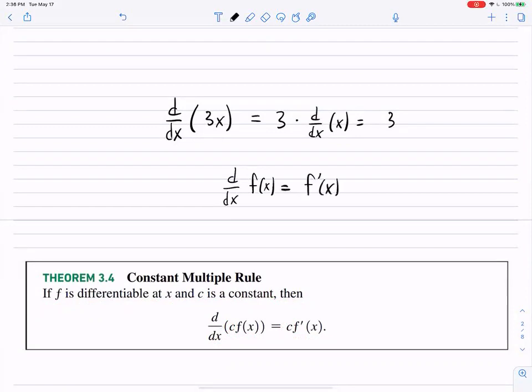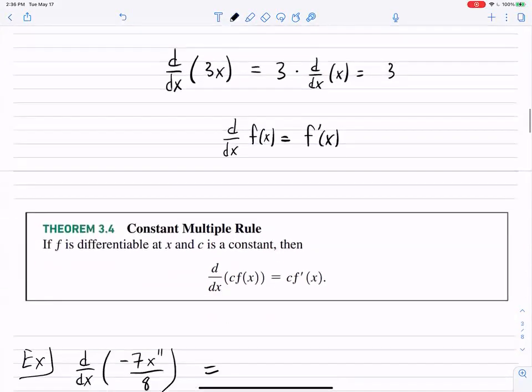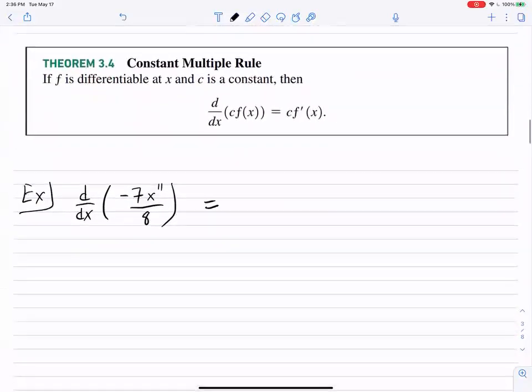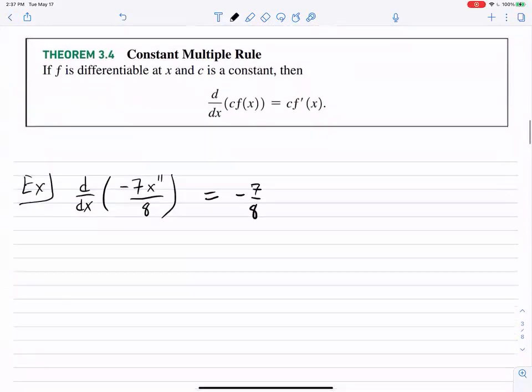They're the same thing, right? It's just the derivative of f of x. And so what if we want to take the derivative of negative 7x to the 11th times 8? Well, by the constant multiple rule, we can pull out the constant, which is negative 7/8, and then take the derivative of x to the 11th. But we know how to do that. And so this is negative 7/8 times 11x to the 10th power.